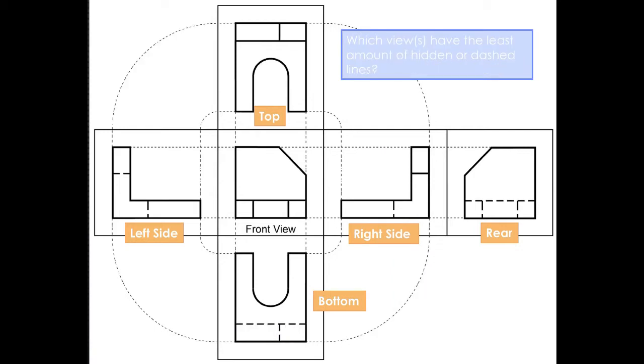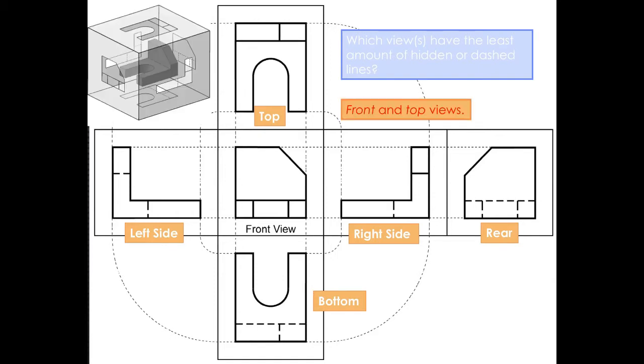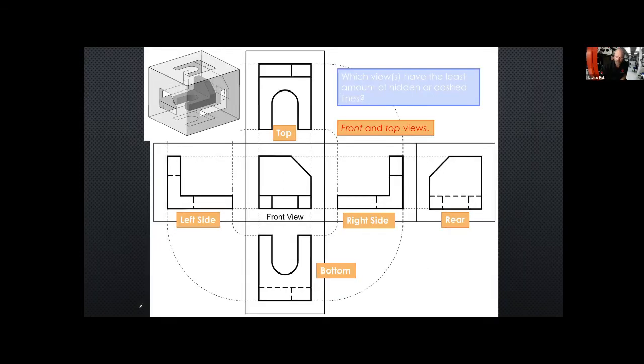Okay, I'm going to use an arrow to go back. Which views have the least amount of hidden or dashed lines? Well, the top view doesn't have any, the front view doesn't have any. Usually you make the front view the most complicated view, so you have the least number of hidden lines. That's kind of a rule of thumb.